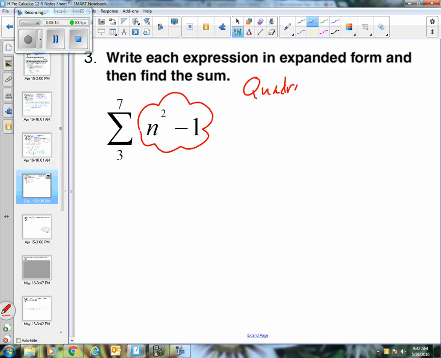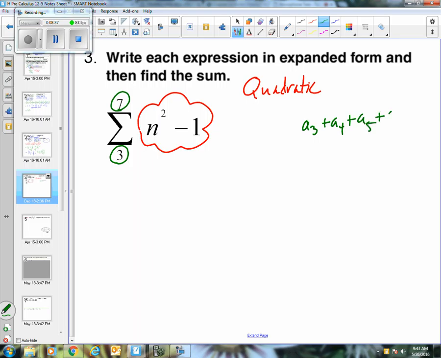So if you think about what the graph would look like, it's a parabola, vertex dropped down 1. Now, what's the other part that's unique about this one? Hope your attention is drawn to this. Starting at term 3 and going to term 7. How many terms would that be if I start at term 3 and go to term 7?